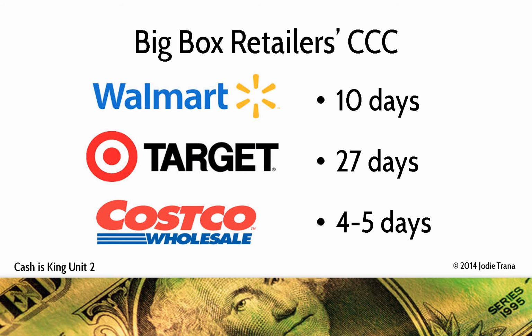Here's a comparison of Walmart to some of the other big box retailers. Walmart is the largest retailer in the study that I was looking at. They have $1.2 billion in sales every day. That's huge, $1.2 billion a day. And still Walmart's able to convert cash through their cycle in under 10 days. Target's cash conversion cycle is 27 days, so that means that they need more working capital cash than Walmart does. Costco's is even better than Walmart at 4 to 5 days.